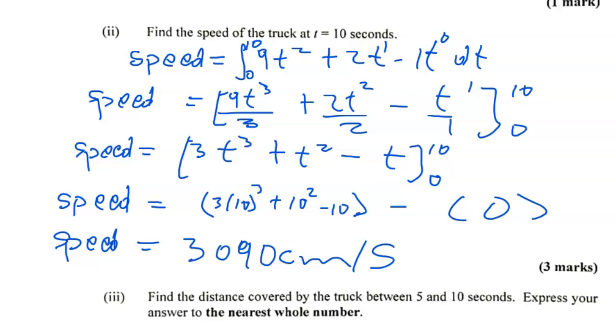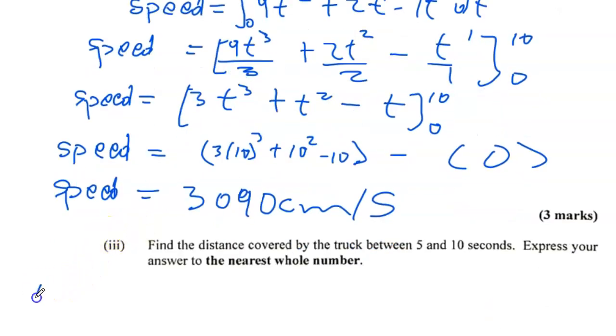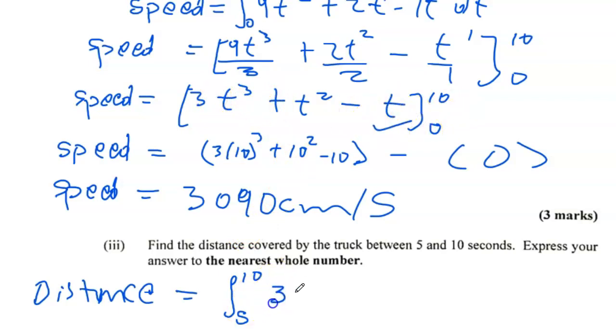The third part, find the distance covered by the truck between 5 and 10 seconds. Express your answer to the nearest whole number. So we get distance by integrating speed, between the 5th and the 10 seconds. Now the expression that represents speed is 3t cubed plus t squared minus t, dt.